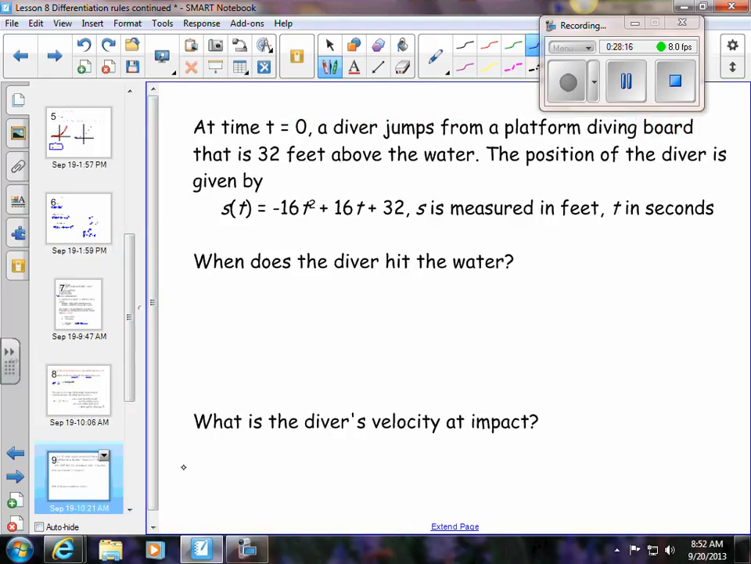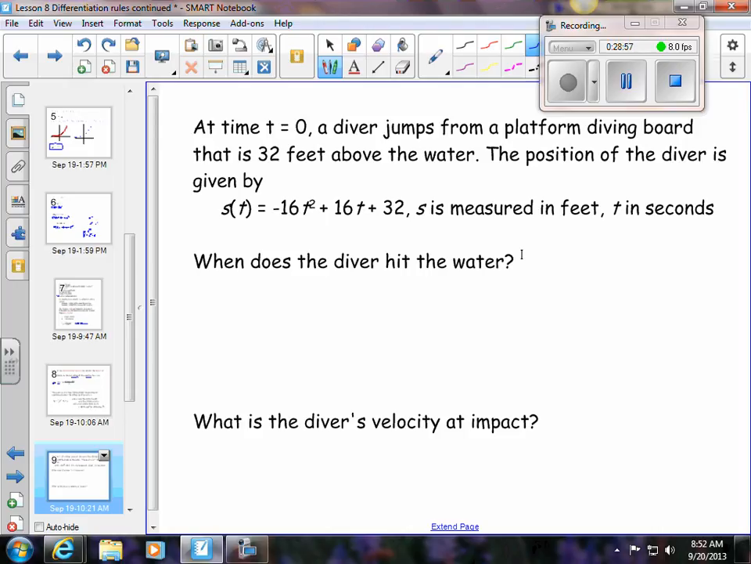All right, example. At time t equals 0, a diver jumps from a platform diving board that is 32 feet above the water. The position of the diver is given by s of t equals negative 16t squared plus 16t plus 32. s is measured in feet, t in seconds. When does the diver hit the water?